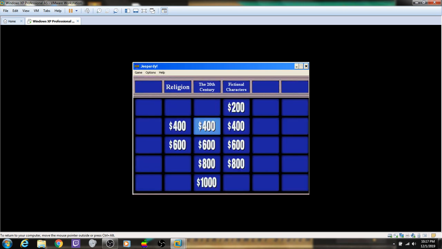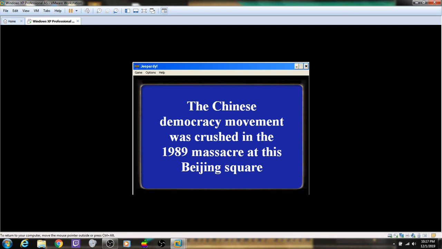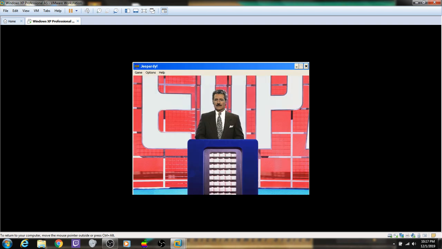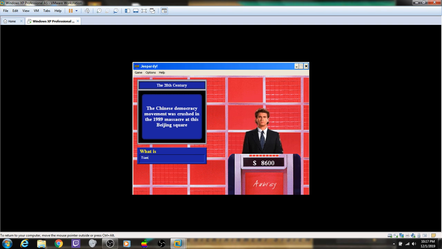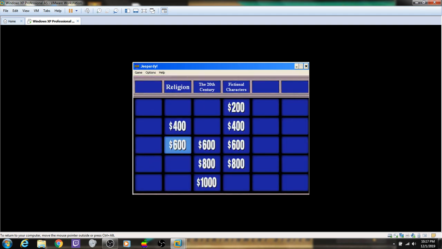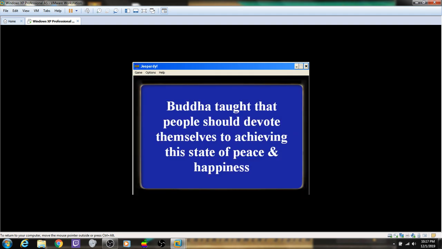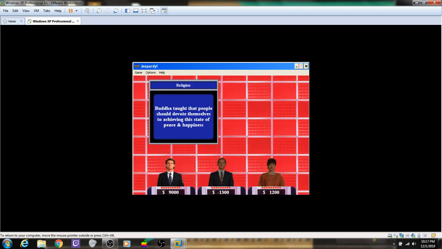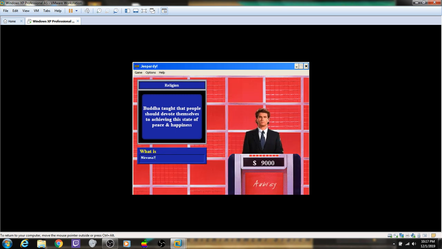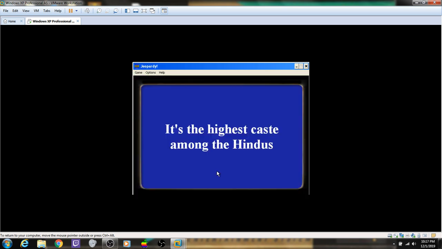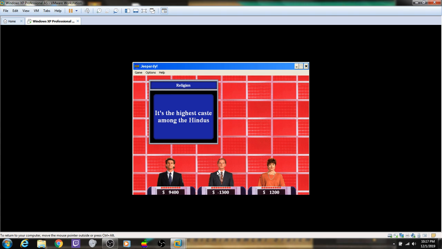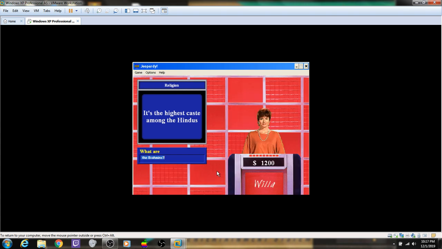Contestant number 3. The Chinese democracy movement was crushed in the 1989 massacre at this Beijing square. Contestant number 1. What is Tiananmen Square? Yes, that's correct. Contestant number 1. Religion for 400. Buddha taught that people should devote themselves to achieving this state of peace and happiness. Contestant number 1. What is Nirvana? Yes, that's correct. Religion for 600. Contestant number 1. It's the highest caste among the Hindus. Contestant number... The Brahmins? You are correct.